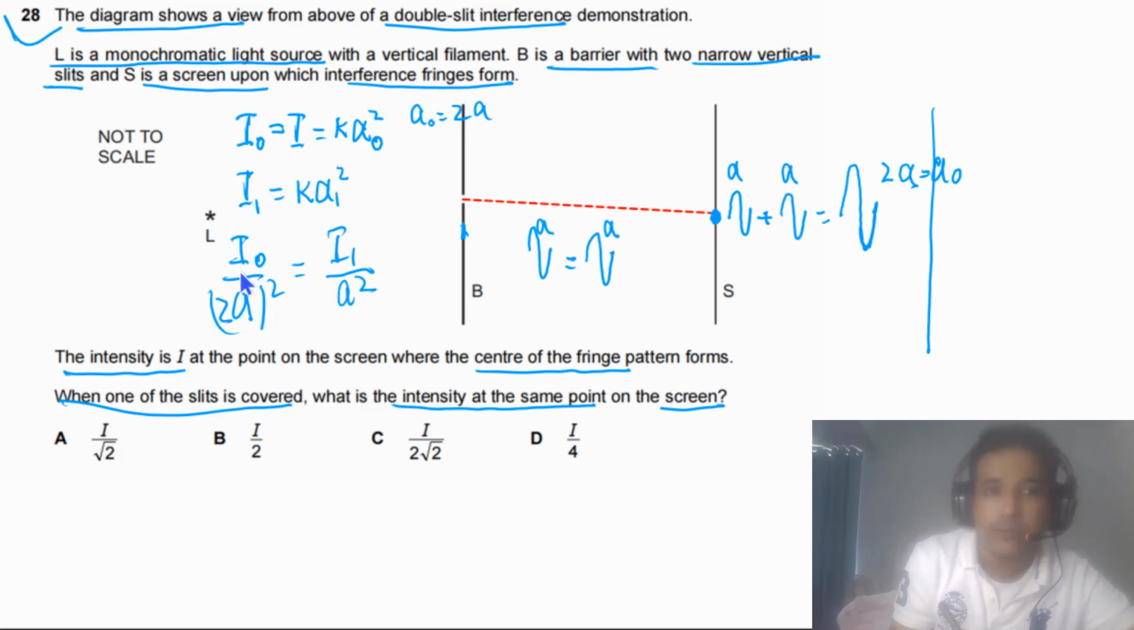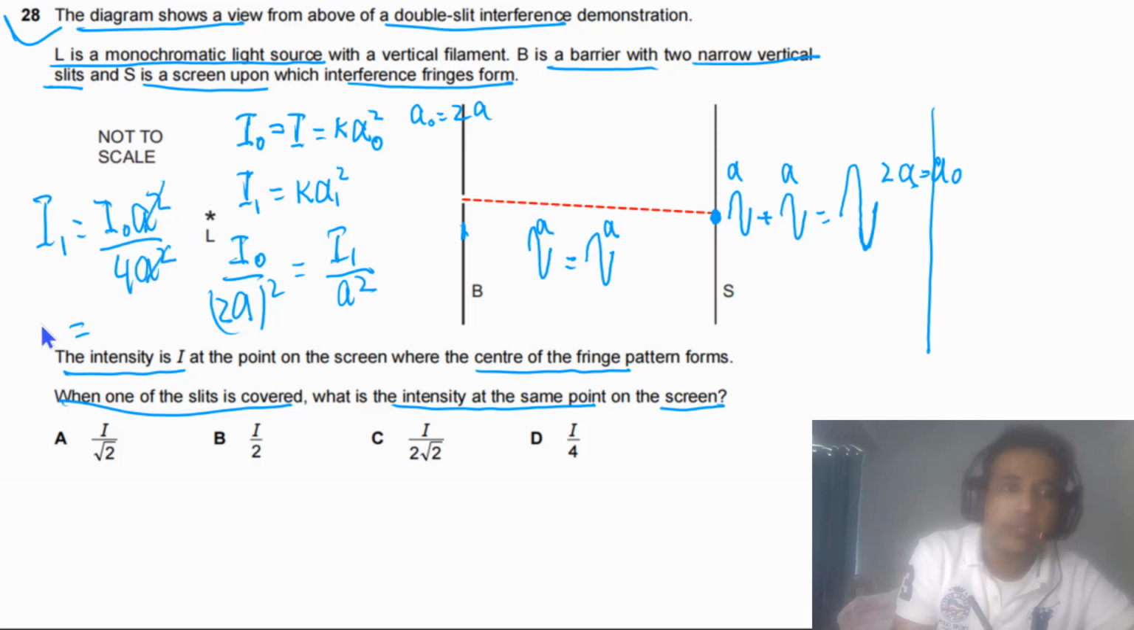Now from here we can find I1. So I1 has to be equal to I naught times A square divided by 4 times A square. We can cancel A square with A square. So I1 is equal to I naught by 4, and it is given to us I naught is equal to I. So simply we got here I divided by 4. So this is how you can answer this question.